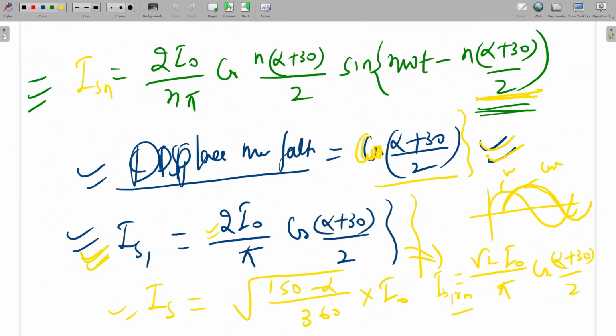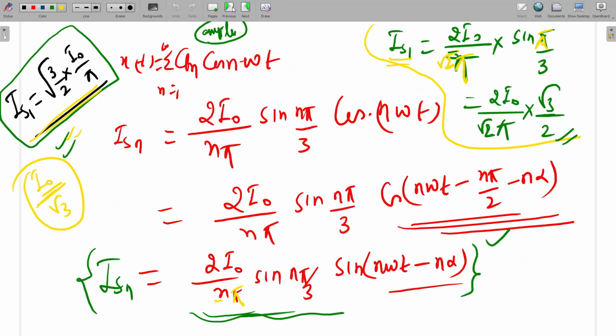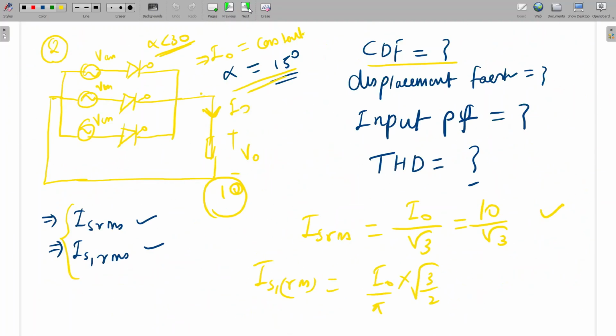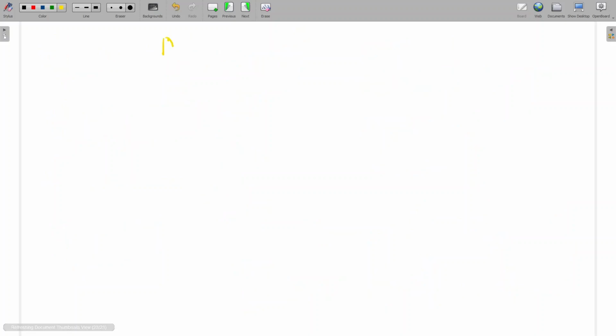So this root 3 by 2 only was there, no? Root 3 by 2 into I naught by pi. So we'll calculate fast. So 10 by pi into root 3 by 2. This we can calculate later. So what will be IS1 by IS? Here the displacement factor will be cos alpha equal to cos 15.